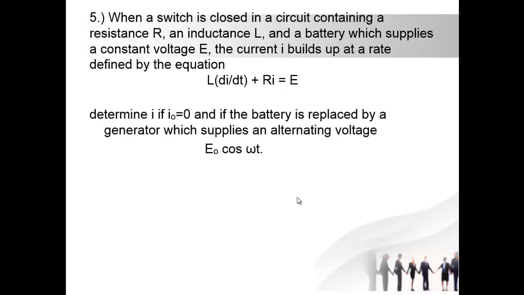Our last problem is about an application of differential equation. The question is, when a switch is closed in a circuit containing a resistance R, an inductance L, and a battery which supplies a constant voltage E, the current I builds up at a rate defined by the equation L di over dt plus Ri is equal to E. Determine I if I naught is equal to 0 and if the battery is replaced by a generator which applies an alternating voltage E naught cosine omega t.